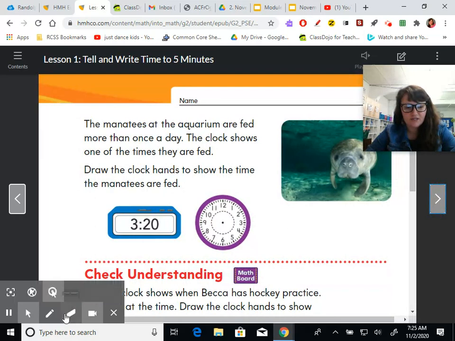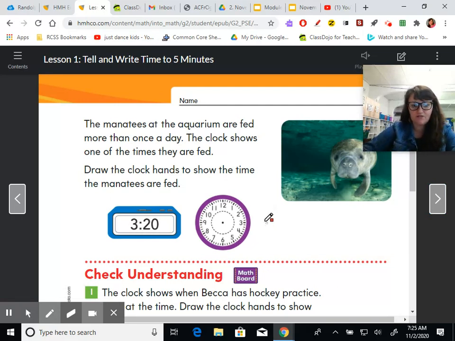All right, so the manatees at the aquarium are fed more than once a day. The clock shows one of the times they are fed. Draw the hands on to show the time the manatees are fed. So now you've got 3:20. So we know the little hand points to the 3. And then the big hand points to the 20 because this is 5, 10, 15, 20. Ta-da! I know that's kind of messy, but I think you guys get the idea.